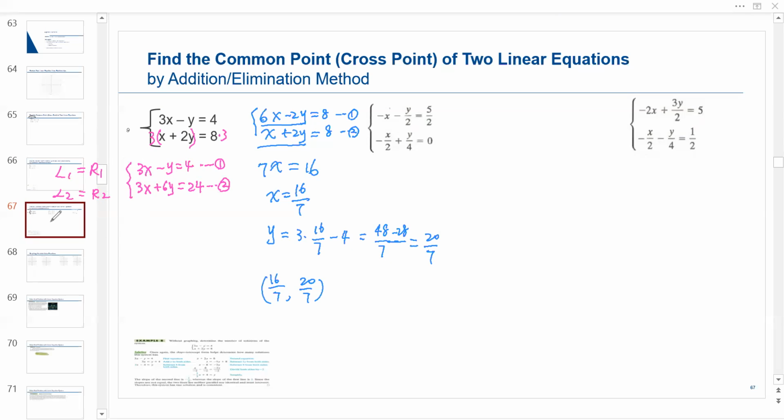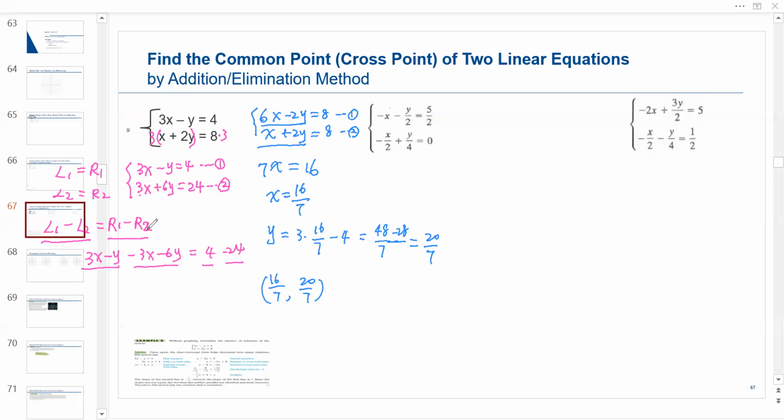Let's do it this way. Left 1 minus left 2 equals right 1 minus right 2, right? So left 1 minus left 2. Here 3x minus 3x became 0, right? Let me write it down this way, a little bit more detail. So left 1 minus left 2, right 1 minus right 2.